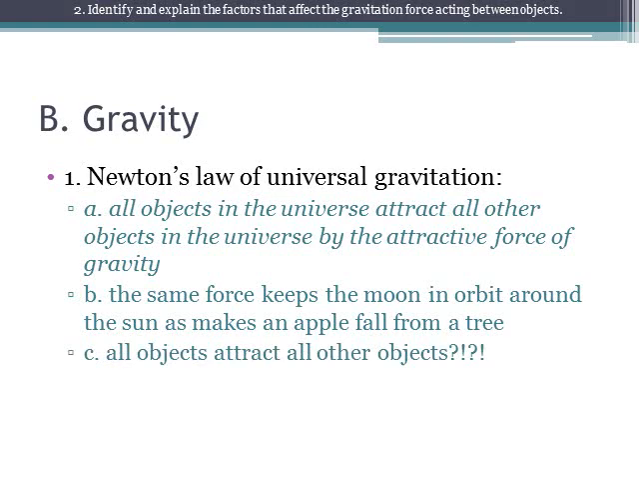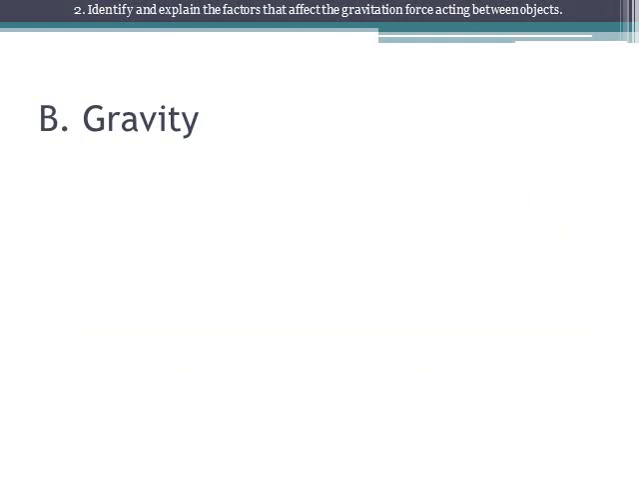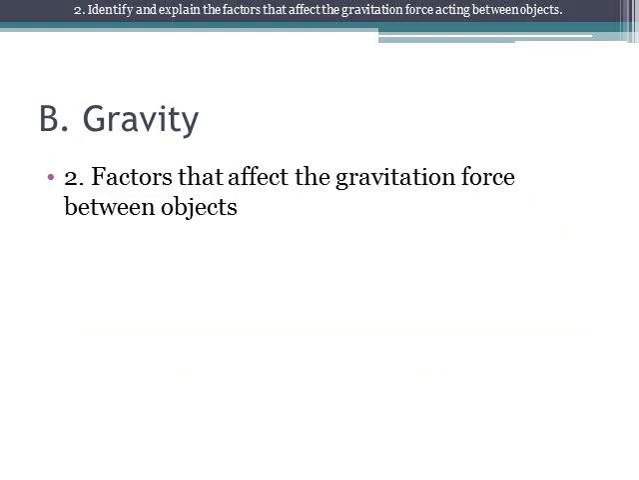How in the heck could that happen? How could every single object attract every other object in the universe? And why don't we see that? Because obviously we're kind of stuck here on Earth. Why don't we experience this attraction between everything in the universe? Well, there's a very good reason for it. That reason deals with the two factors that affect the gravitational force acting between objects.